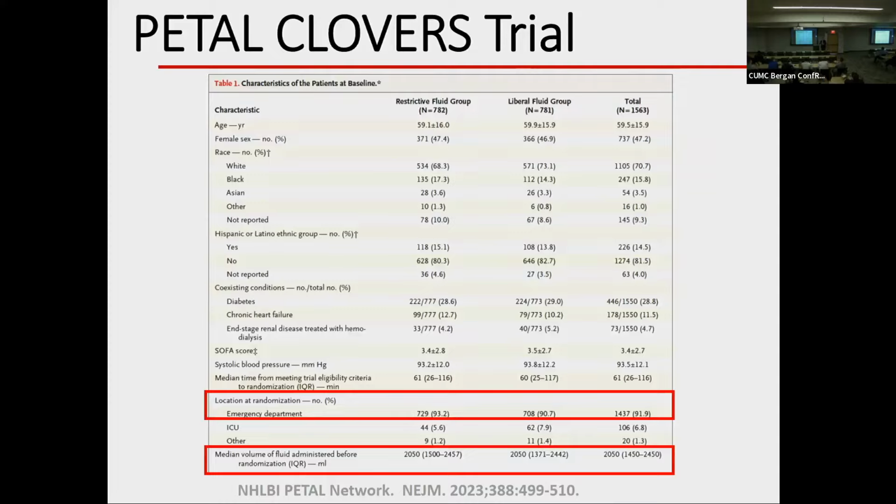We don't have any 70-kilo people, at least in Middle Tennessee. That's a unicorn, right? The 70-kilo. I was telling Mark a little earlier, I can't even find a 70-kilo person at my pediatric hospital now. So 2 liters isn't exactly 30 mils per kilo, but it's essentially that concept of 30 mils per kilo of crystalloid resuscitation.